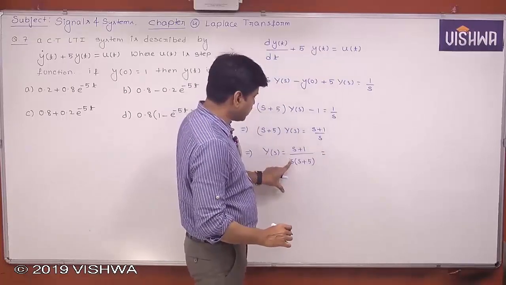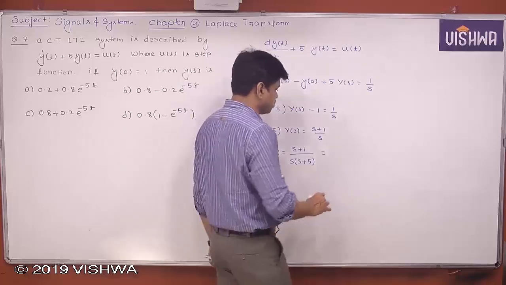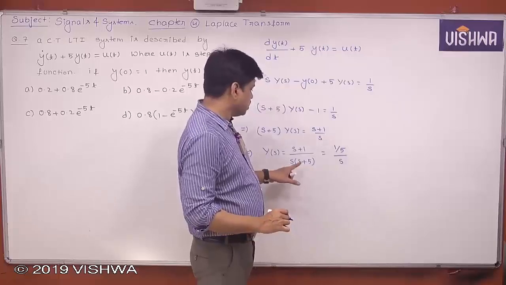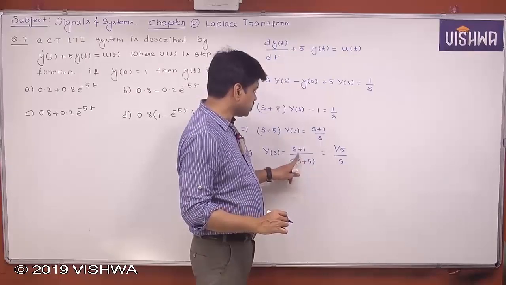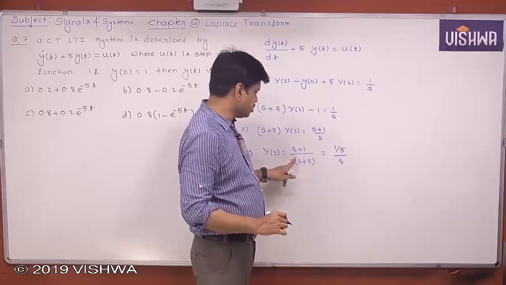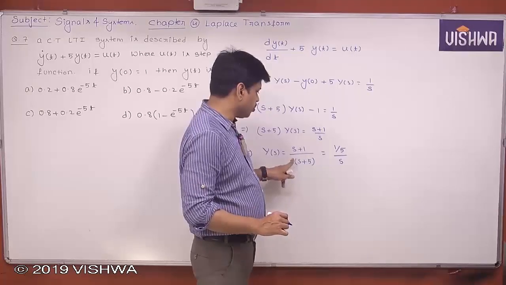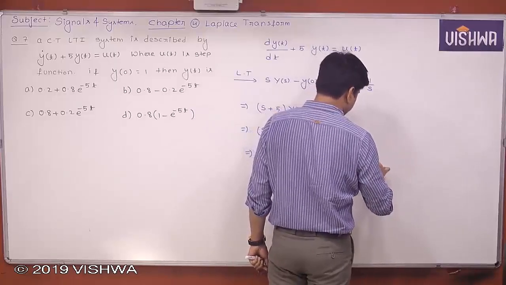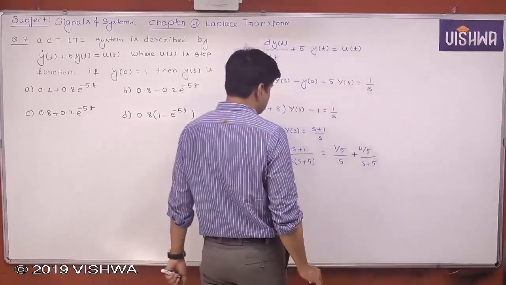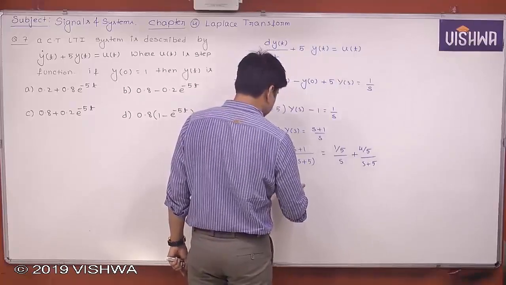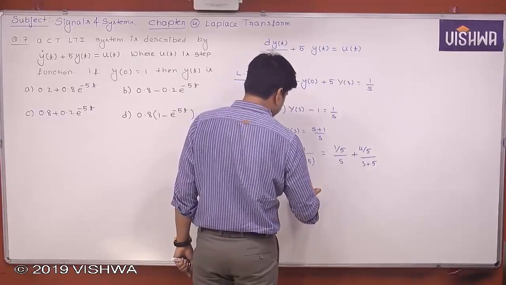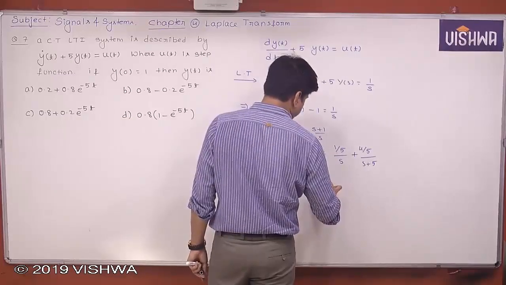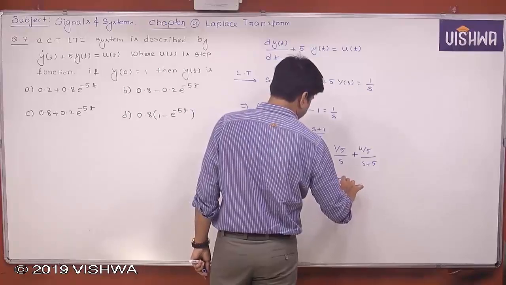By the cover up method, if I take s is equal to 0 here, it is going to be 1 by 5, so 1 by 5 by s. Next, for s plus 5, by the cover up method, this is going to be minus 5 plus 1 by minus 5, that is 4 by 5, so plus 4 by 5 by s plus 5. So what is y of t then? This is 1 by 5, that is nothing but 0.2, plus 4 by 5, that is 0.8 e power minus 5t u of t.